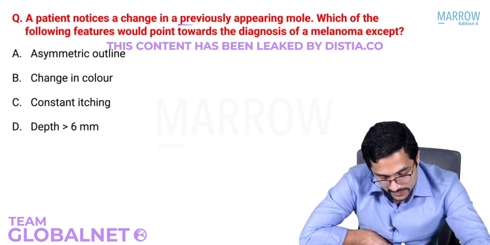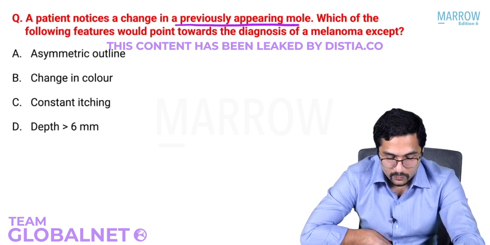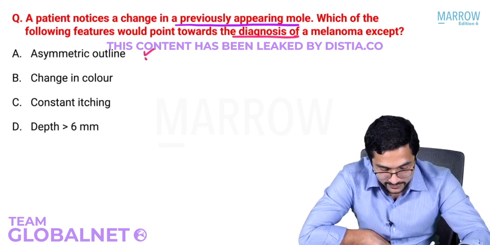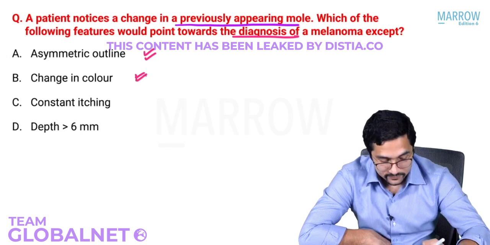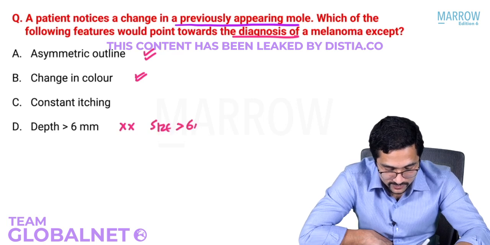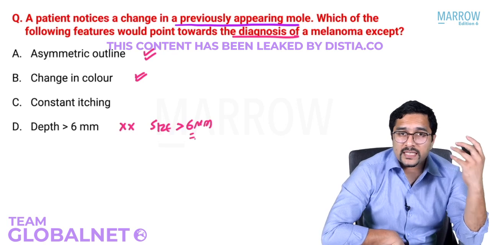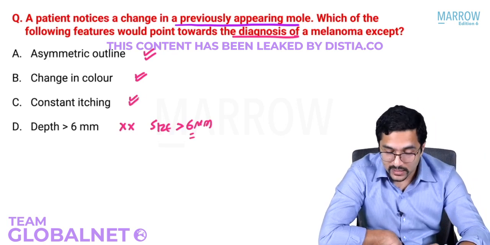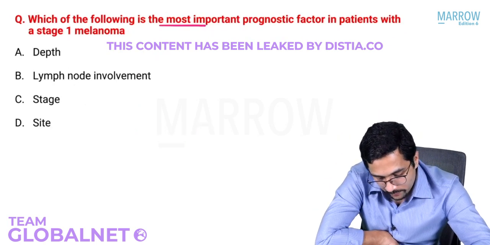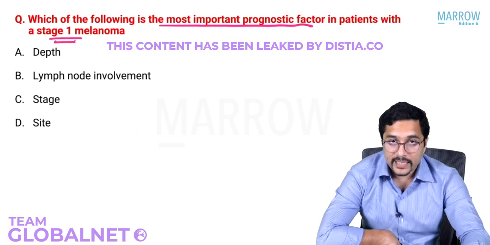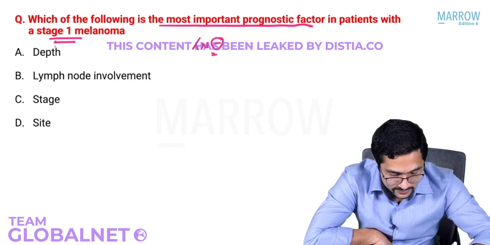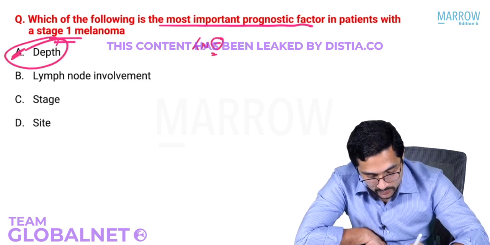A patient notices a change in a previously appearing mole. Which of the following would point towards the diagnosis of melanoma except? Asymmetrical outline, yes. Change in color, yes. Depth more than 6 millimeters, no. Size more than 6 millimeters. And a lesion which wasn't itchy but has now become itchy and oozy, that is also a sign of a melanoma. Which of the following is the most important prognostic factor in patients with stage 1 melanoma? Stage 1 melanoma means lymph nodes are not involved. In this patient, depth is most important.